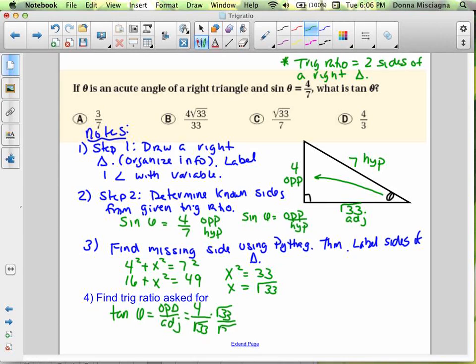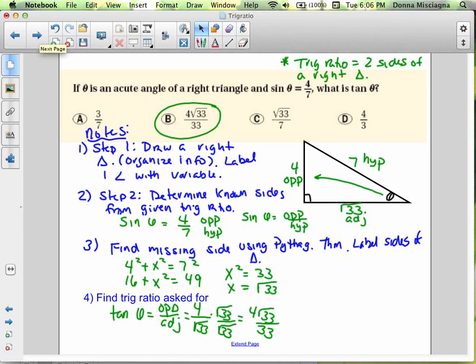So I'll be nice. The only one I'll have you rationalize is the one at the end. I won't give you one that's already rationalized and make you work that hard. So if we multiply the numerator and denominator by the square root of 33, we find out that the tangent ratio is 4 square roots of 33 over 33. All right? And you have the whole problem in your notes, so make sure you add all of it.